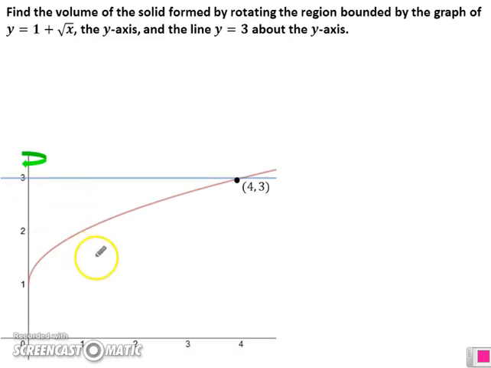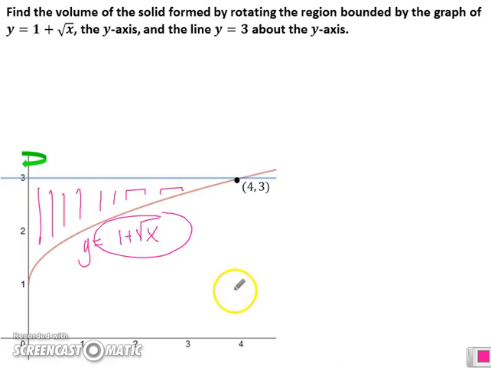So we have our y equals 1 plus the square root of x right here, the red graph, and y equals 3 and the y-axis. So we're rotating this little piece right here around the y-axis, which means we need to integrate with respect to y. So we're going to need to solve this equation for x, because all of these radii are going to need to be horizontal.